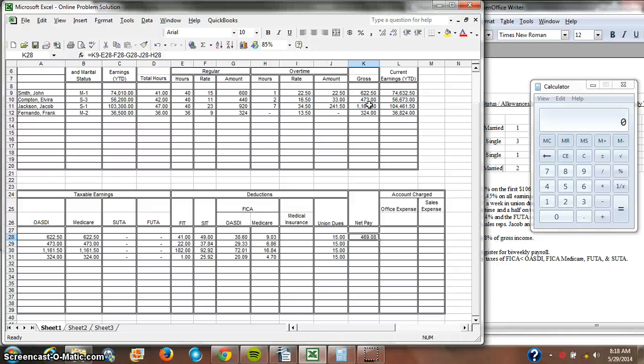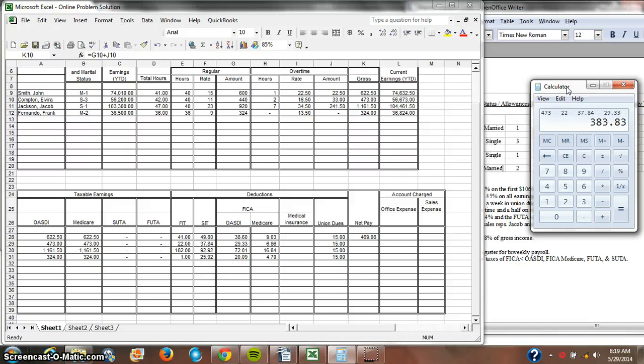We've got Elvira Compton has $473 minus federal, minus state, minus first part of Social Security, minus Medicare, and minus her union dues. Should be that amount there.